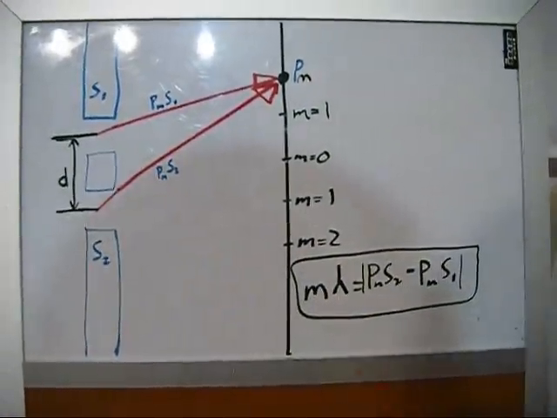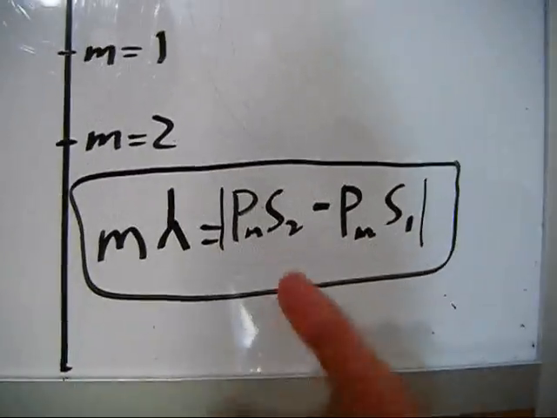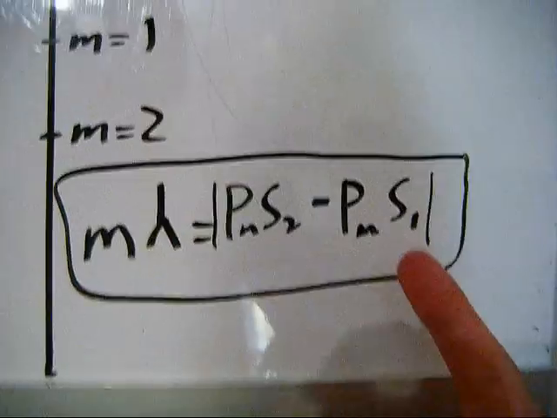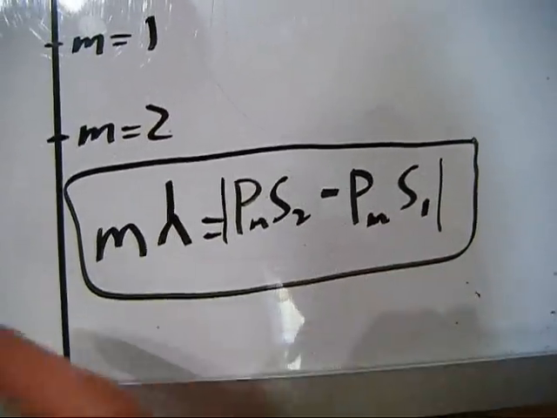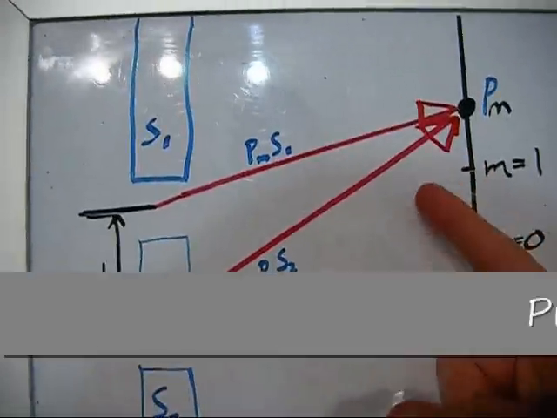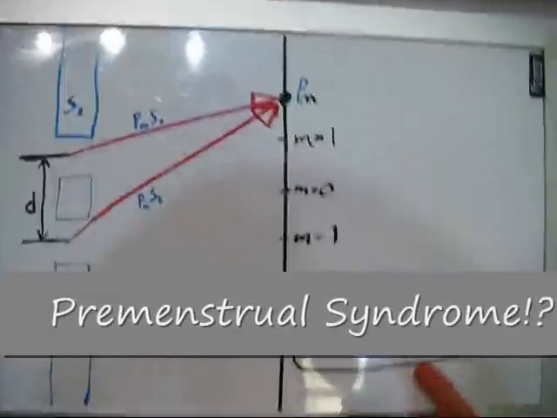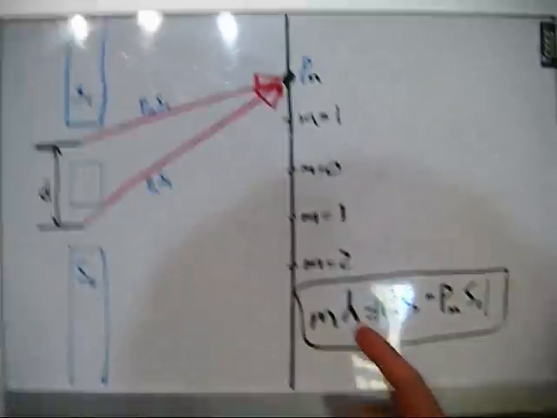Now, this is the first equation that Dr. Young came up with. This is the difference between the length that these two lines have traveled. PMS1 has traveled this far, and then PMS2 has traveled a bit farther. So the difference between these two is m times the wavelength.